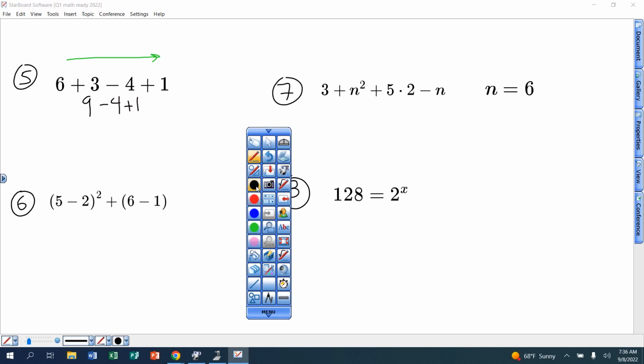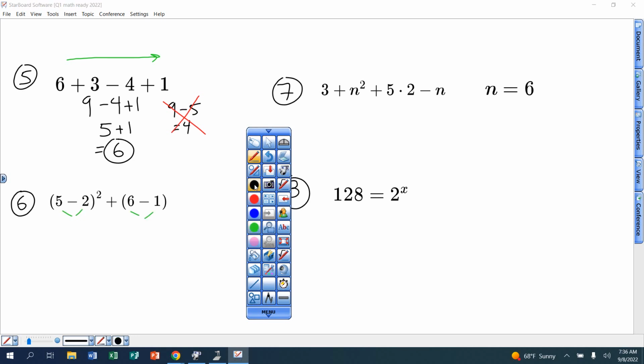9 minus 4 gives me 5. Bring down the plus and the 1 and get that 6. People will do that wrong. They're going to subtract 9 minus 5 and get 4. They're going to chunk it. Don't do that. If I have parenthesis work here, do the work inside both parentheses first.